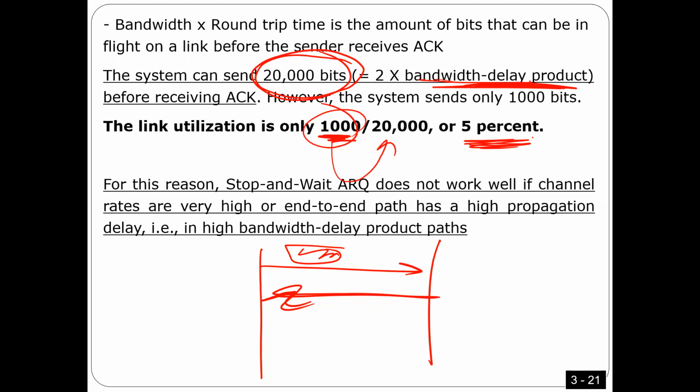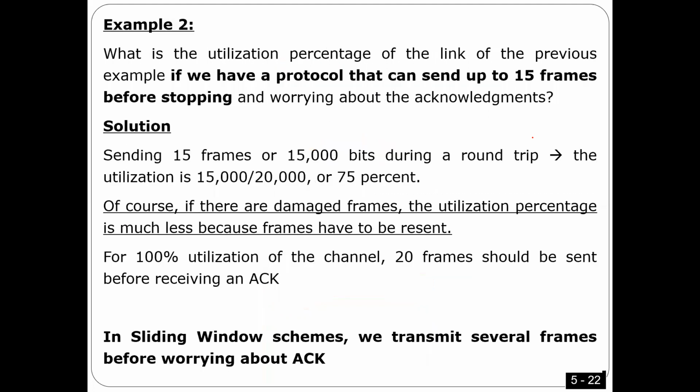To better understand what I said, here is an extension to the same example. What if I try to improve my protocol, and instead of transmitting one frame before I receive an acknowledgement, I transmit 15? So I'm going to receive one acknowledgement for 15 frames. You got what I'm saying? In this case, I'm going to transmit 15,000 bits.